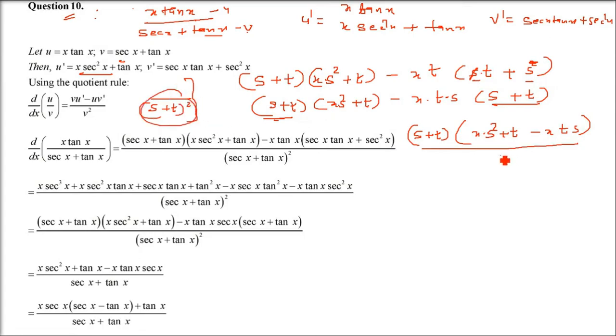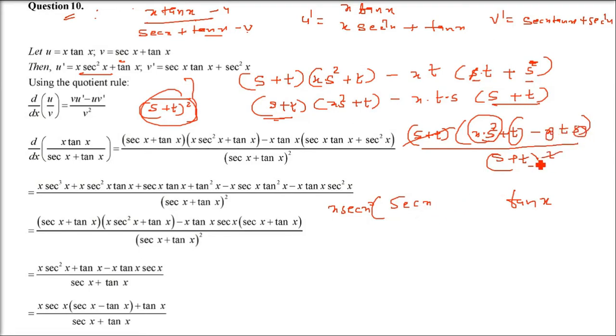Now as I said, sec x plus tan x whole square was already there in the denominator. You can cancel one of these. So in the denominator you have sec x plus tan x. In the numerator, in x sec square x and x tan x sec x, you can take x sec x common.